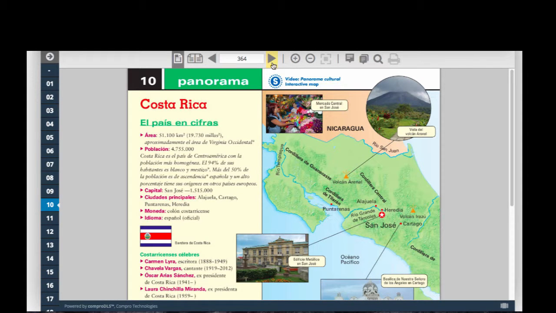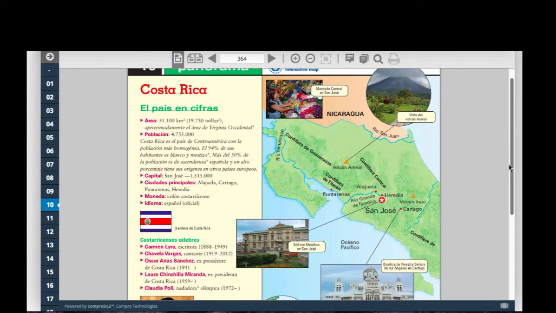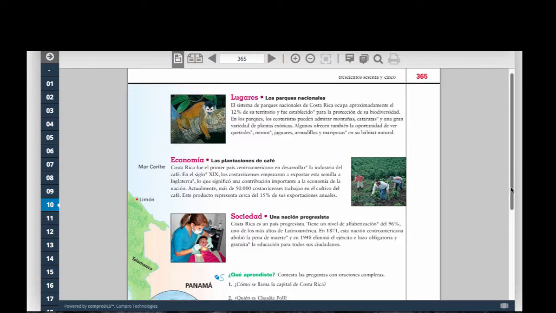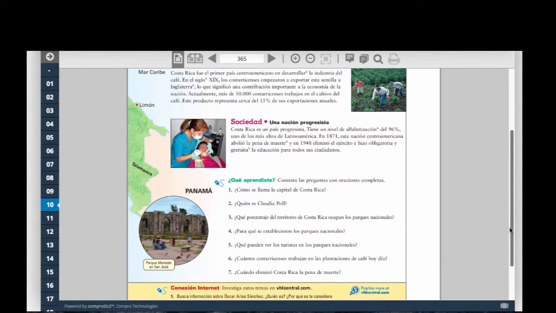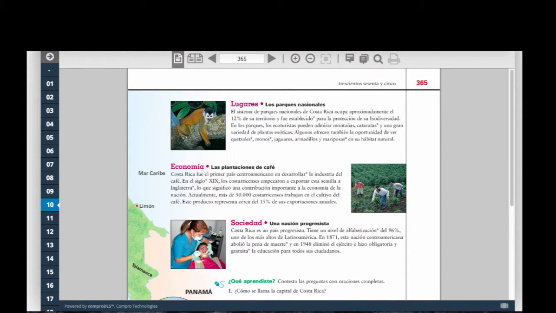And then Panorama does a general summary on Costa Rica, and tells us very interesting things like what percentage of the country is occupied by forest or national parks. And look, it says in here it is 12% of the territory. So that's a little summary of the study guide.